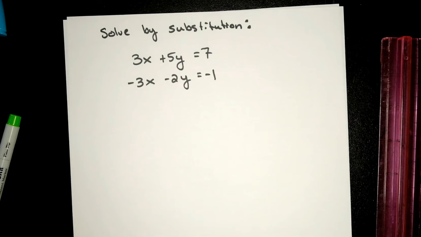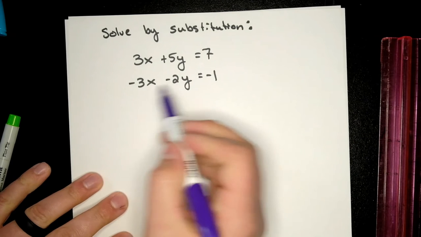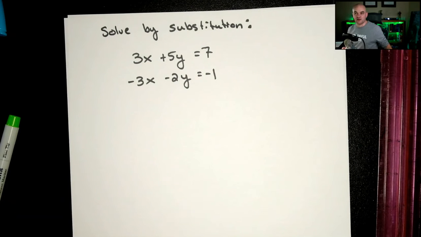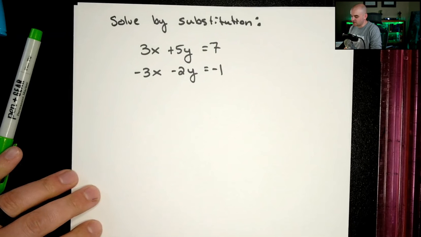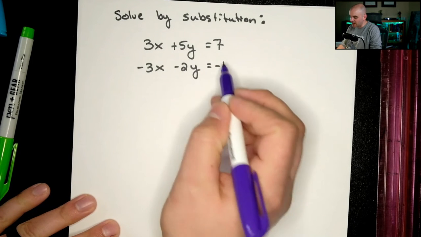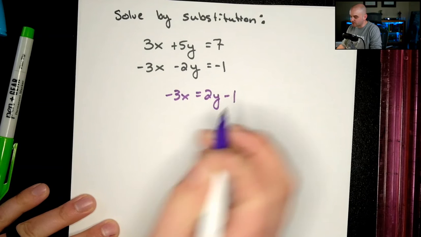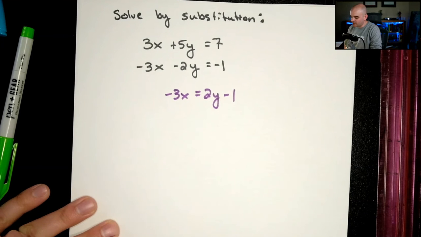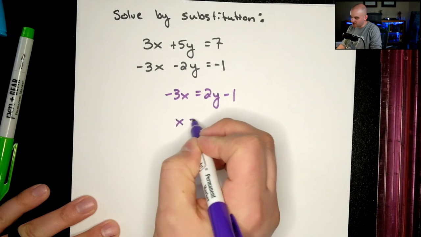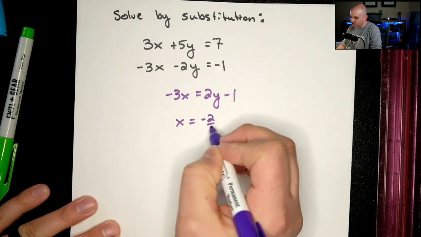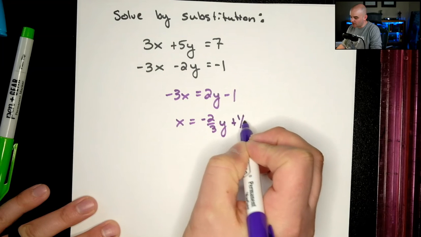Everybody loves solving for x, so I'm going to solve for x, and I'm just going to use the second equation there because it's easier to write on as it is right now. So to solve for x, I'm going to add 2y to both sides. I get negative 3x is equal to 2y minus 1. And then divide everything by negative 3. I'm going to get x is equal to negative 2/3 y plus 1/3.